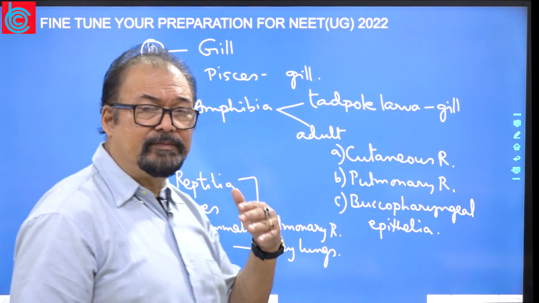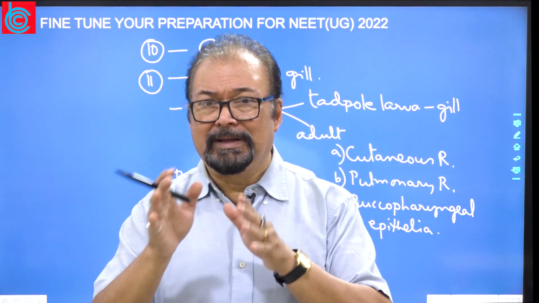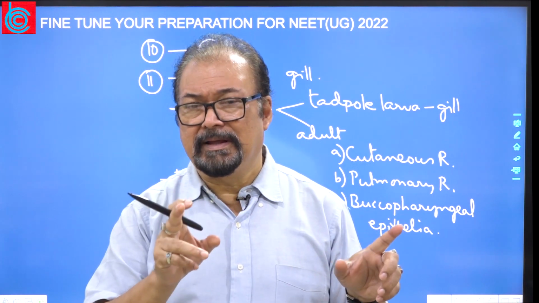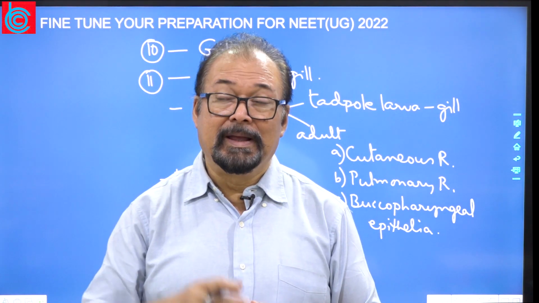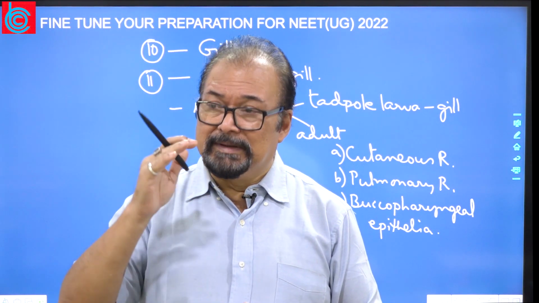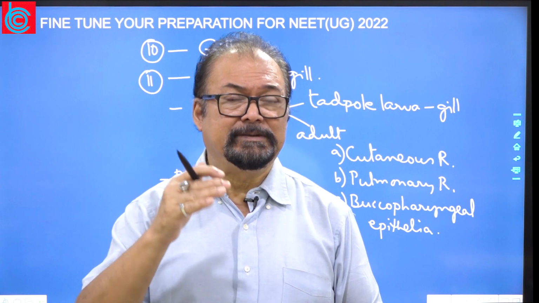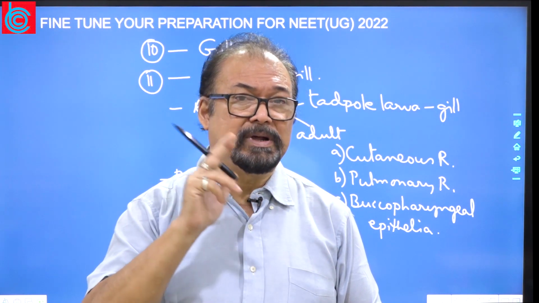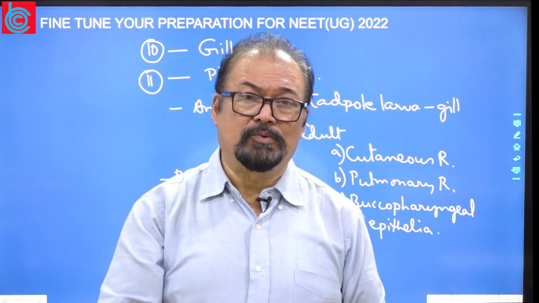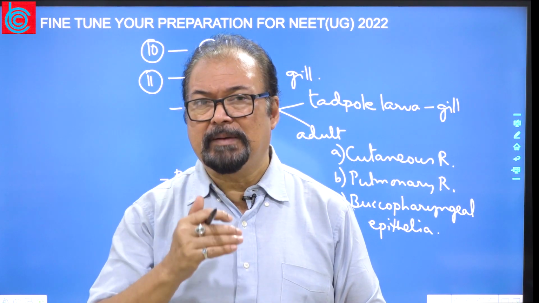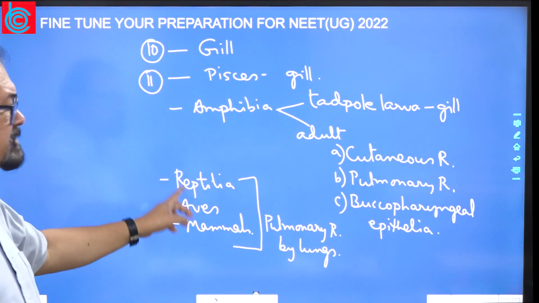So these are the classes of vertebrata. Fish in water, gill. Amphibia, water and land. Gill in the tadpole larva. Frog, tadpole larva, gill. But in the adult, moist skin, lungs, buccopharyngeal epithelia. Reptiles, birds, mammals. They're mainly the terrestrial animals. Also, adaptation is there in the water. Whale is mammal but lives in the water. Whale doesn't have gill. Whales breathe by lungs. But for a long time, they can remain below the water. So, reptiles, birds, and mammals, they have the pulmonary breathing through the lungs. So, these are the different types of the respiratory systems in different animals.